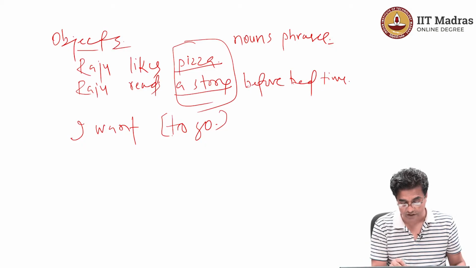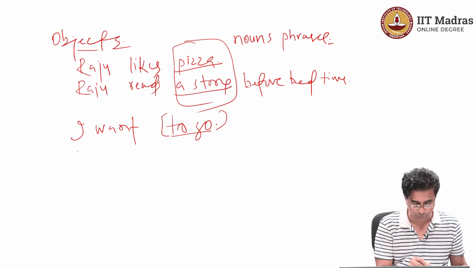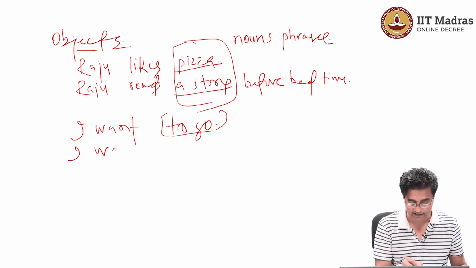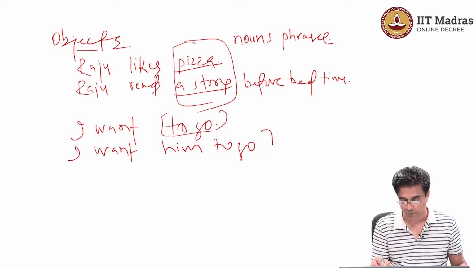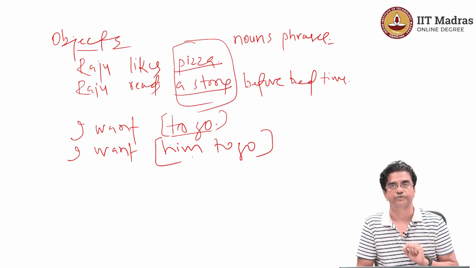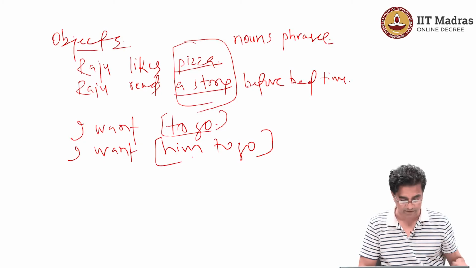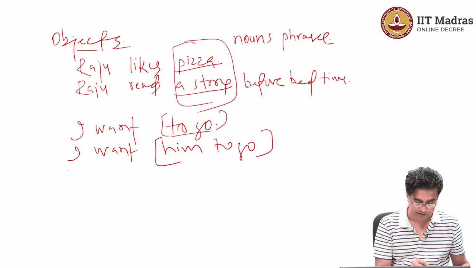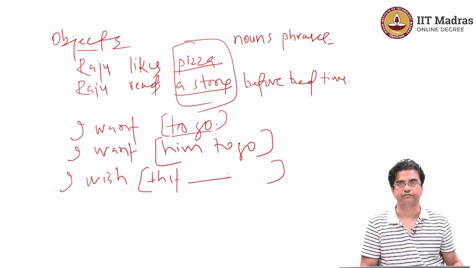This is not a noun. Or we have sentence objects like, I want him to go. This is not a nominal object. So this is a type of object which is called infinitival. And then we are going to introduce objects that are a full sentence which begins with that.